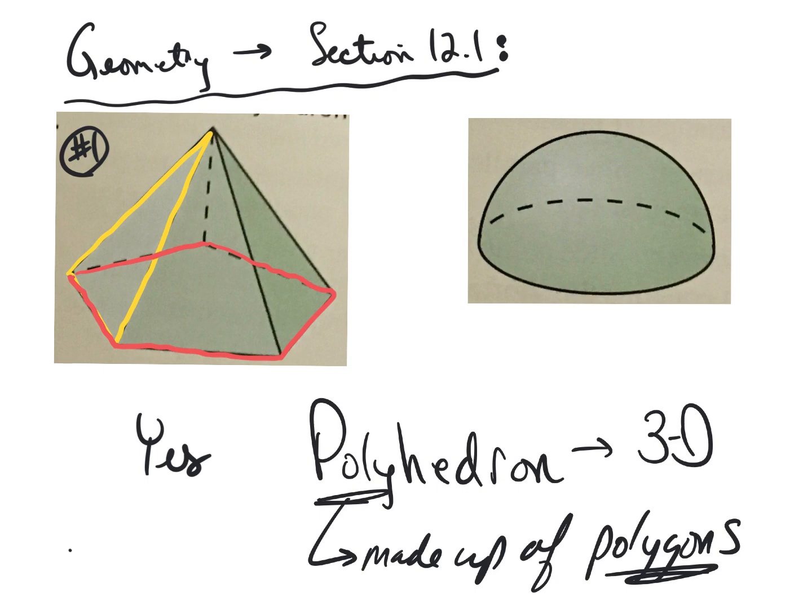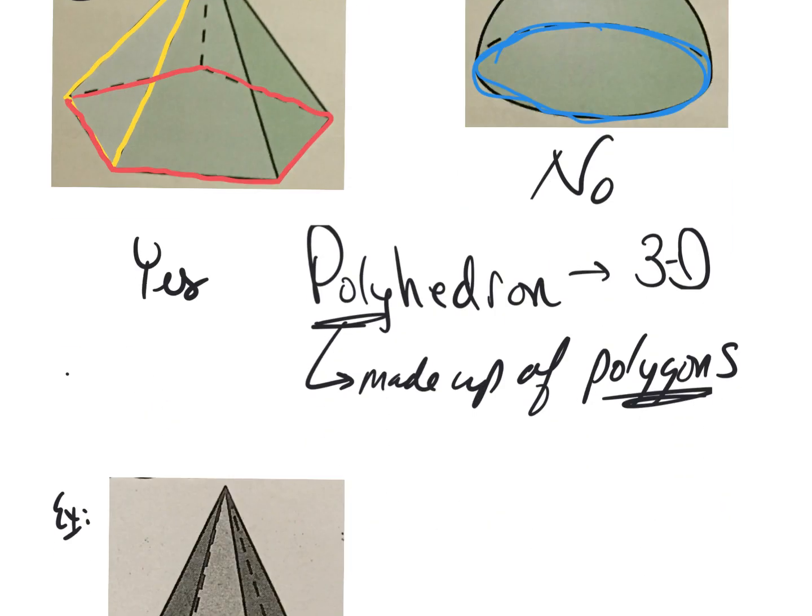But the second shape, if I call this one number 2 over here, this one's going to be a no, because the faces of this do not form polygons. The most obvious one would be the circular base. You don't have to even go any further than that. A circle is not a polygon, so therefore this is not a polyhedron, using the new term. Okay? But we talked about some of those yesterday, so hopefully that's not too big of a deal.